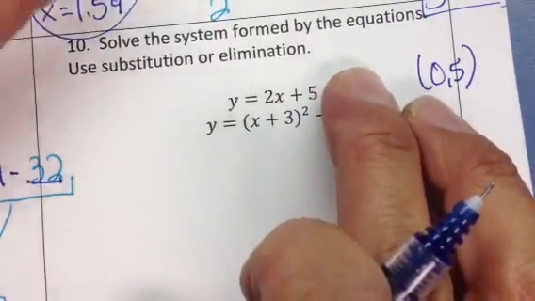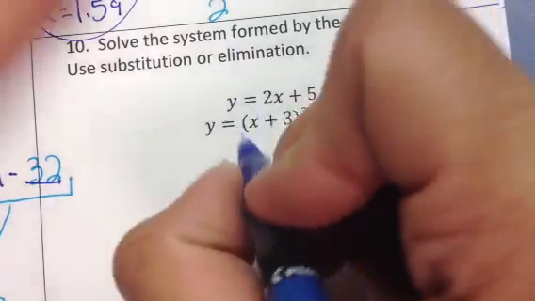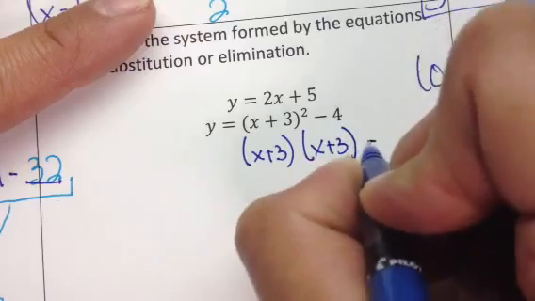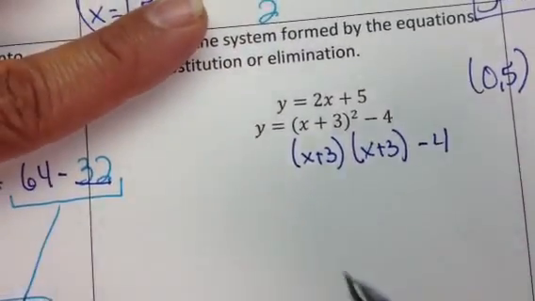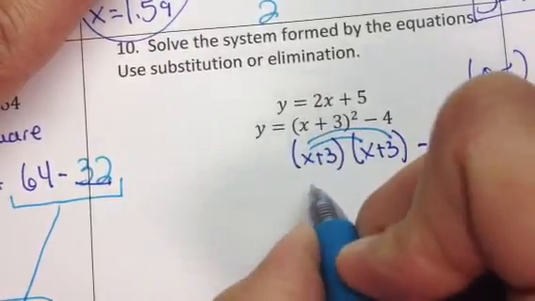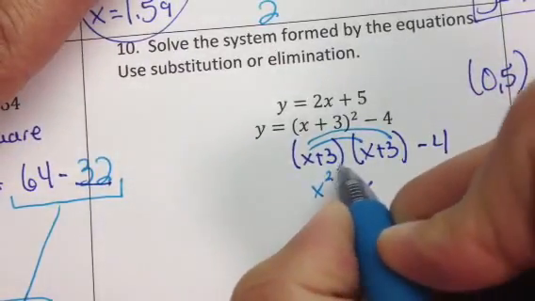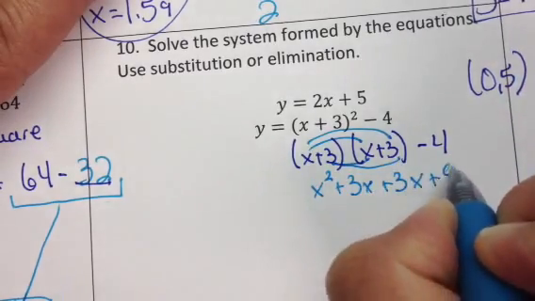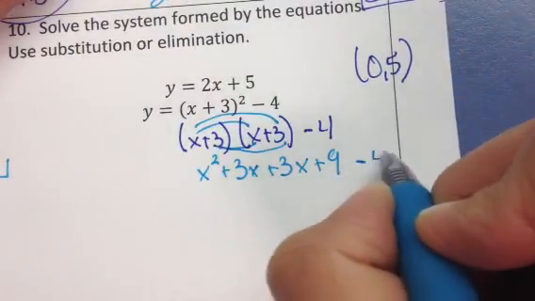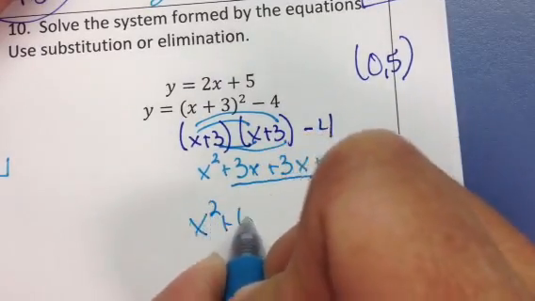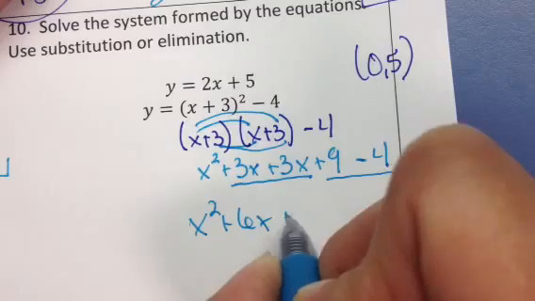This will not work. It says use substitution or elimination. Before I can do that, though, I've got to deal with these parentheses. So I'm going to deal with that first. That squared means I have this. So I'm going to do a little bit of foiling or distributing. So I get x squared plus 3x. Then 3 times x, I get another 3x and 9. There's still the minus 4. And now I can combine like terms. Those can make 6x, and these can make 5.